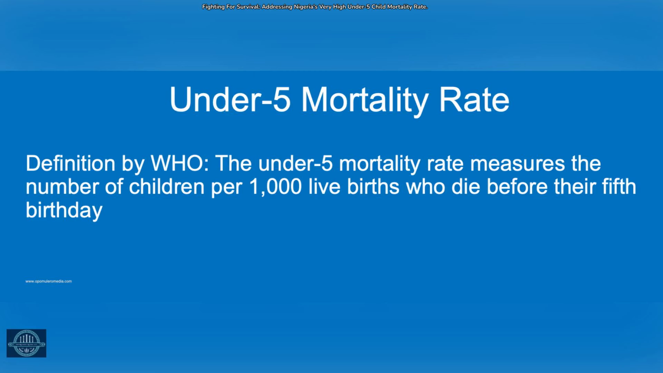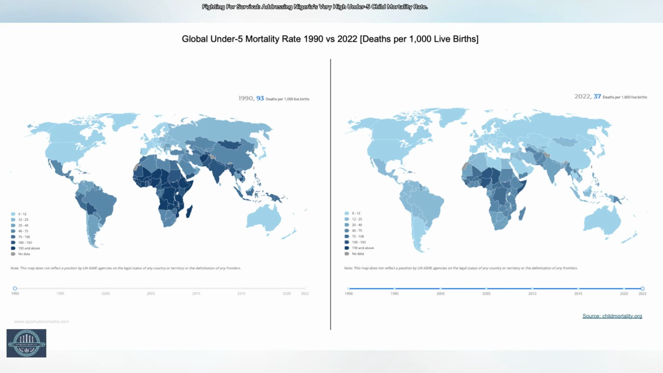Under-5 mortality, or children dying before their 5th birthday, continues to be a significant global health issue. The World Health Organization defines under-5 mortality rate as the number of children per 1,000 born alive who die before their 5th birthday. On your screen is a color-coded global map of under-5 mortality rate. In the lower left part of the graphic are the keys to the color coding.